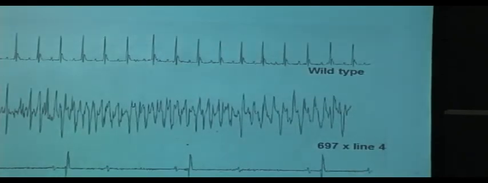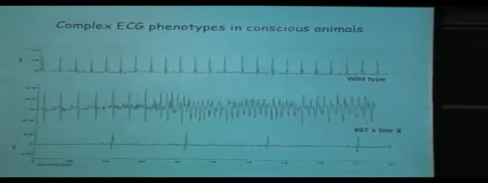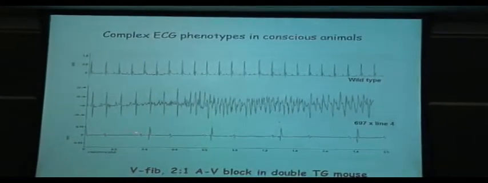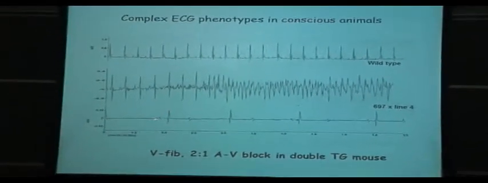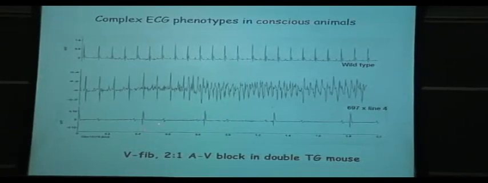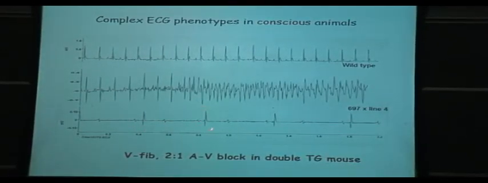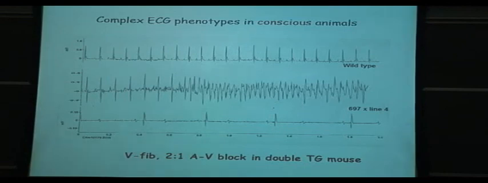And in conscious animals, we see more complex phenotypes. So again, we can see missed beats. Here's one where you see a P wave, QRS, P, and a missed beat, P, QRS, P, missed, P. So this is 2-to-1 block. And occasionally we'll see this effect, which is a ventricular tachycardia, which is apparently quite rare in mice, and we never see anything like this in wild-type animals.